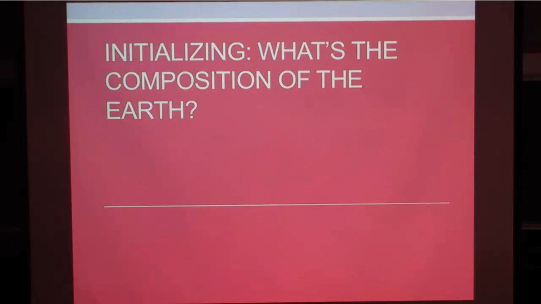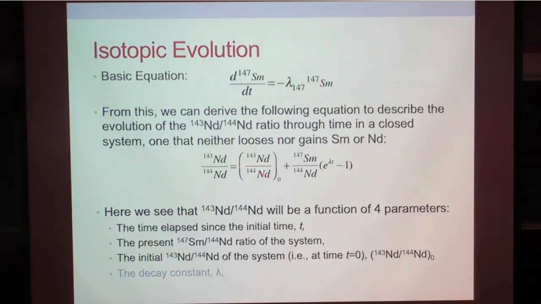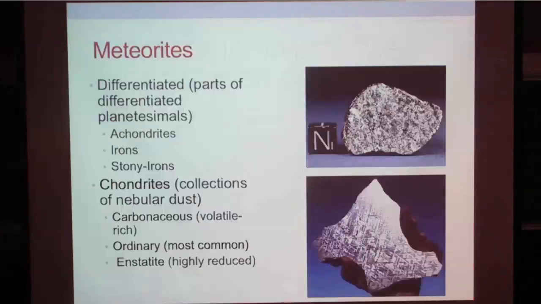Okay, so what's the composition of the Earth? We'd like to know that, for example, if we're going to evolve neodymium. Where did we start? Okay, so generally we start with meteorites, which we can divide into two classes. Differentiated meteorites, such as these. These are parts of differentiated planetesimals, like this eucrite, which is a piece of Vesta, okay, or an iron meteorite, an asteroidal core. On the other hand, chondrites are collections of nebular dust, okay, and they can be divided into a number of different classes. The main classes listed here: carbonaceous, ordinary, enstatite.